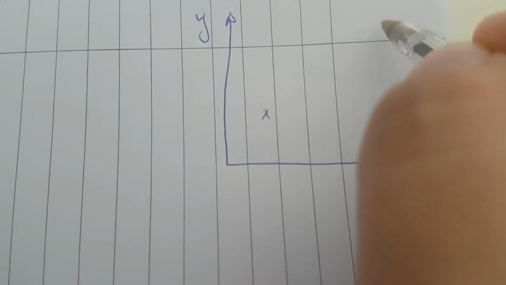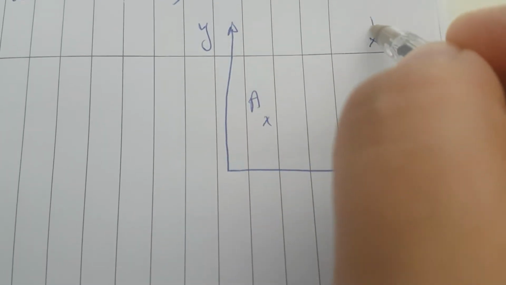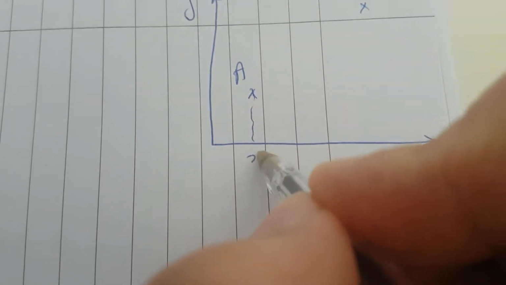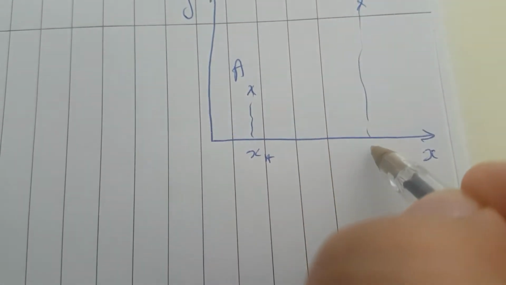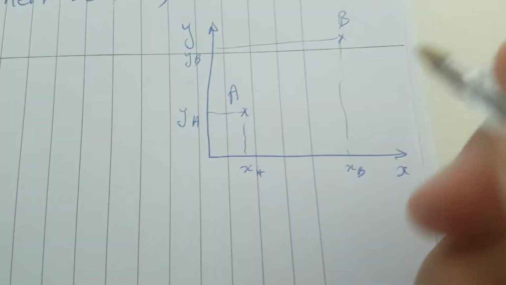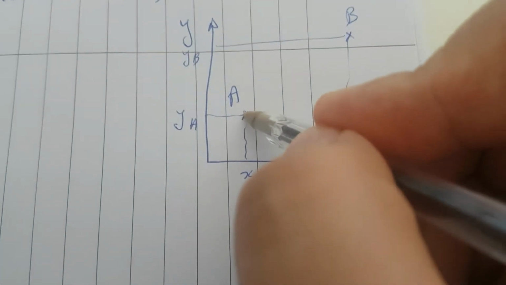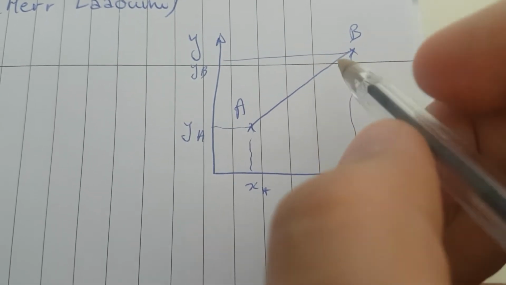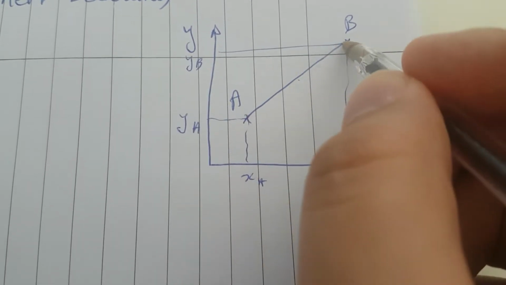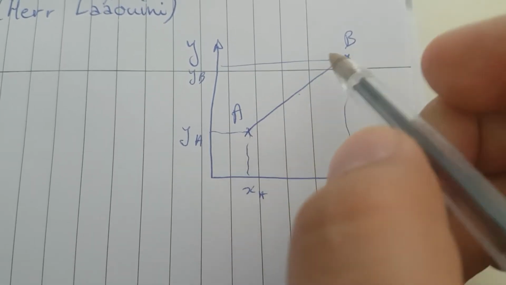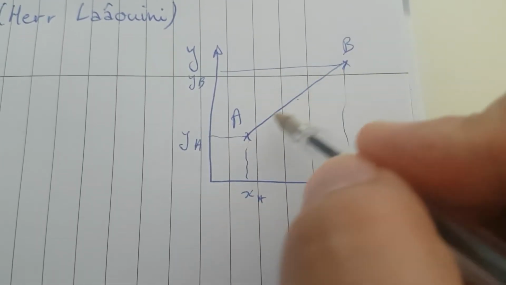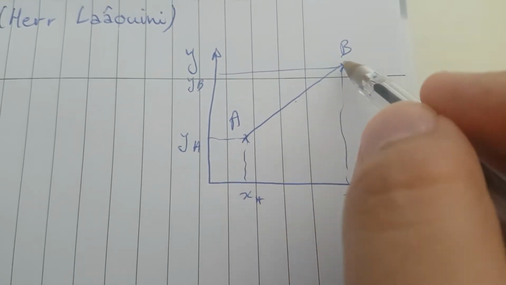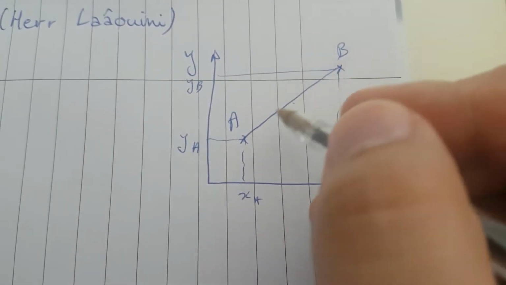Let's say we have 2 points here and here. Let's call this one A and this one B. This is XA, XB, and this is YA and YB. Now if we connect those 2 points with a straight line, we have a linear interpolant. Inter means in between, between A and B. We connected those 2 points and this is called the linear interpolant.